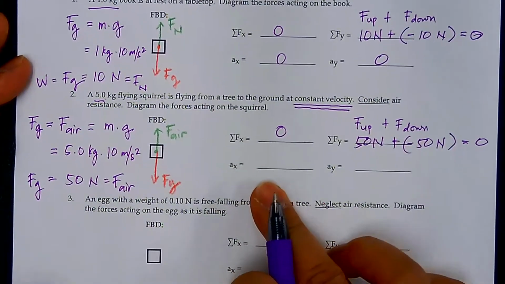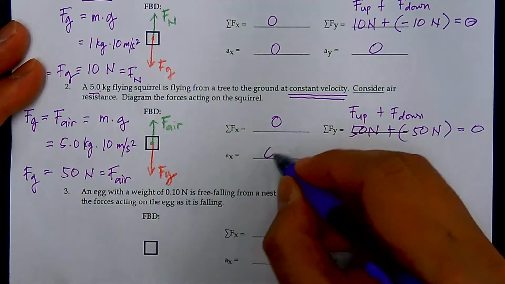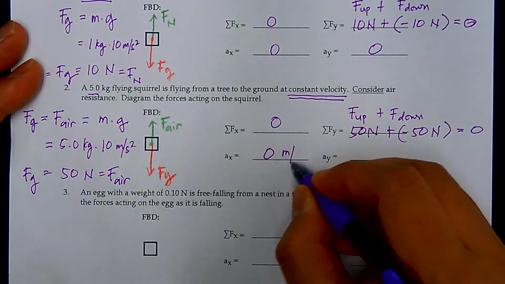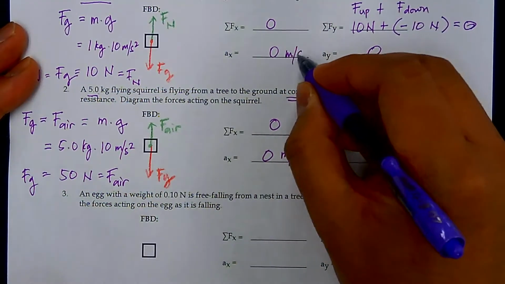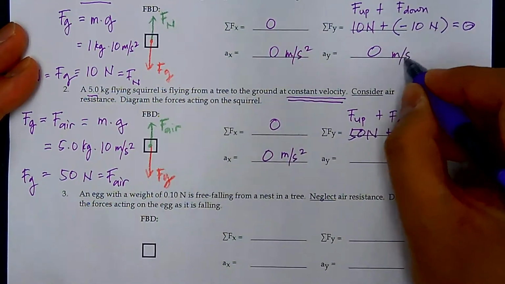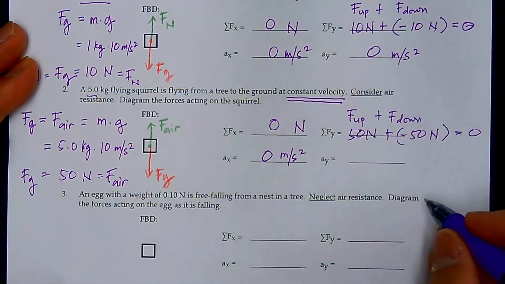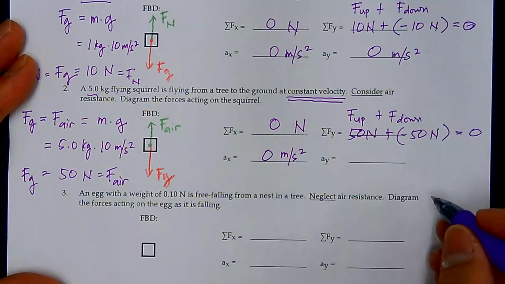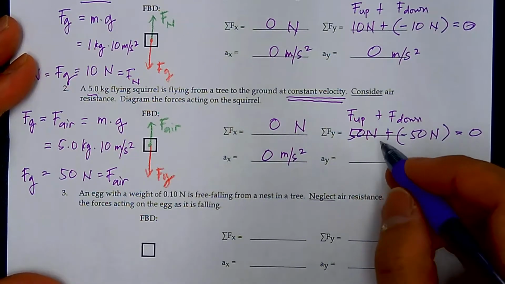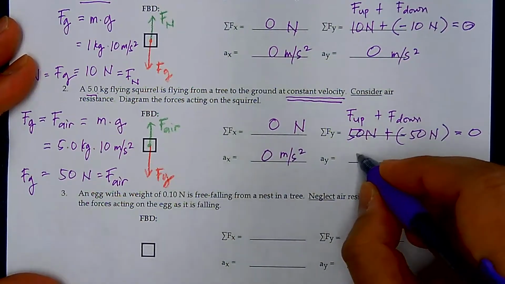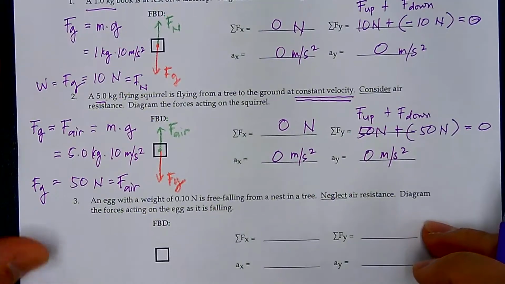Is it accelerating on the x? No, it is not, so 0 meters per second squared. So we'll try to write those units. Is it accelerating on the y? No, but it is moving at a constant velocity, so take note of that. It doesn't mean the object is not accelerating, the object is not moving.